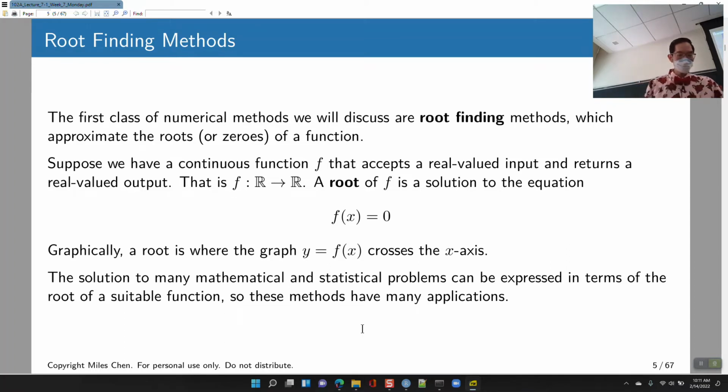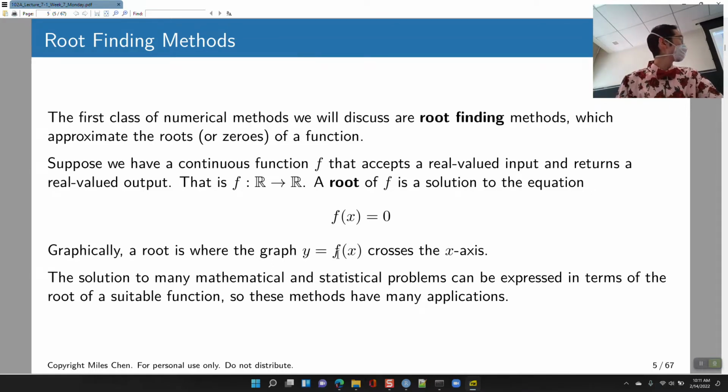Okay. So today we're going to introduce this first set of numeric methods. These are called root finding methods, and basically we use them to find approximate roots of a function. So a root is basically where the function is equal to 0, where it crosses your x-axis.